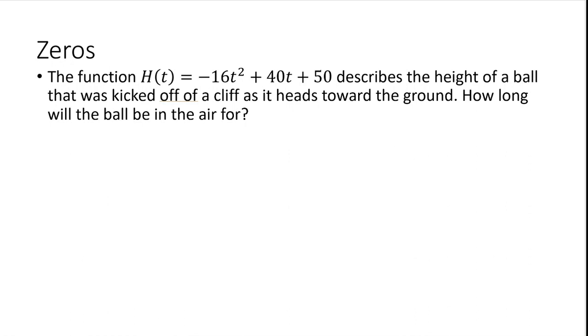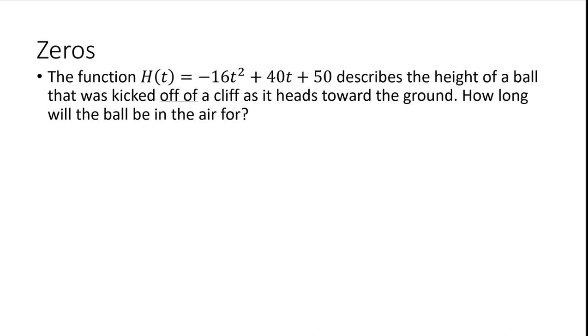Okay, and then lastly here, we're going to look at one that is similar to the bullet problem, but this one says the function h of t is equal to negative 16t squared plus 40t plus 50 describes the height of a ball that was kicked off of a cliff as it heads towards the ground. How long will the ball be in the air for? So again, from physics, negative 16 here is half of the acceleration due to gravity in feet per second squared. 40 represents the initial upward velocity, and then 50 is the initial height of this object, which is a ball.